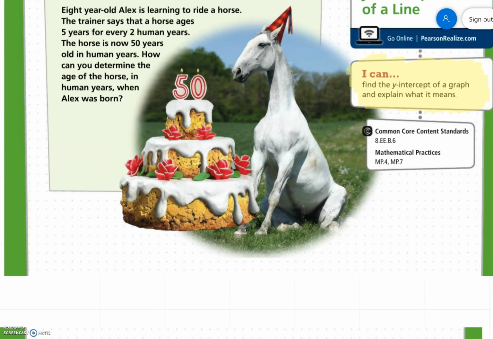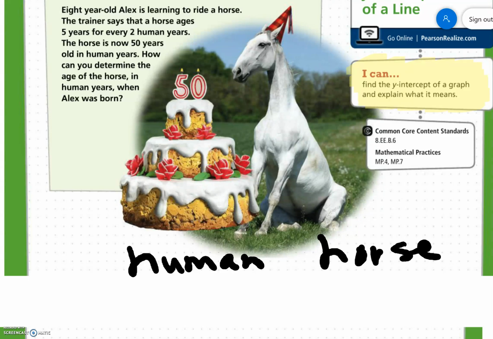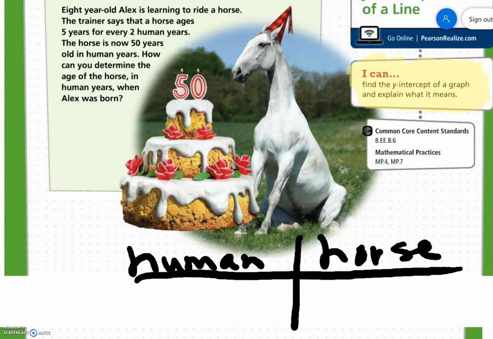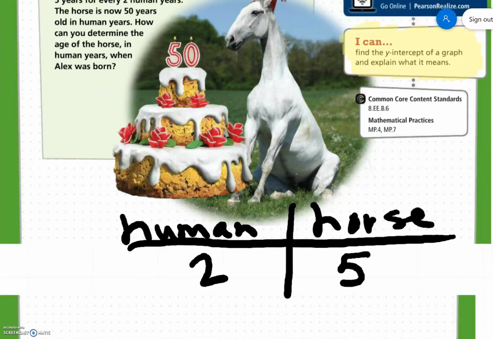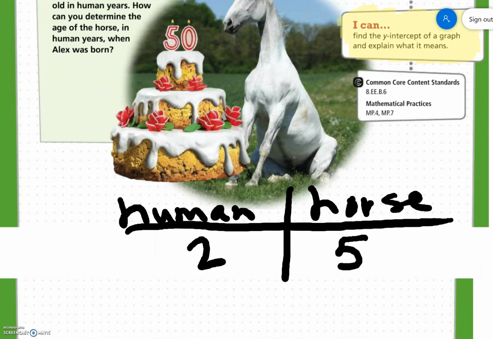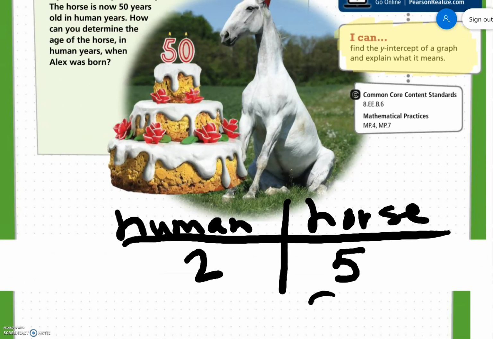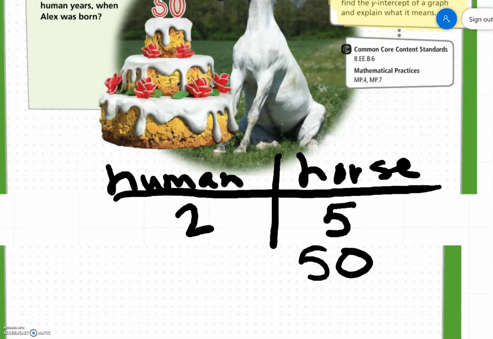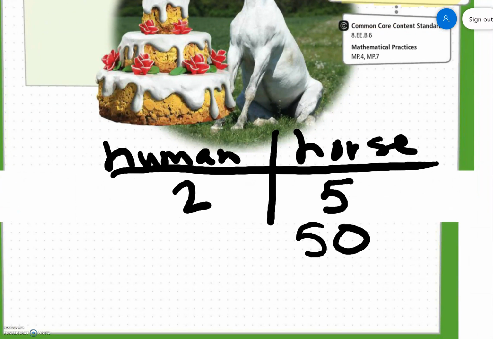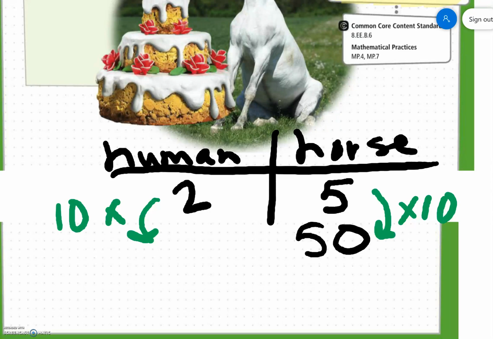Okay, so it says that if we have the human years and then we have the horse years, we can set up a table. The horse ages 5 years for every 2 human years. The horse is now 50 years old. I have to find how old the horse is in human years. So I want you guys to find the ratio. What would you multiply by? 5 times what? 10? So that would be 20.